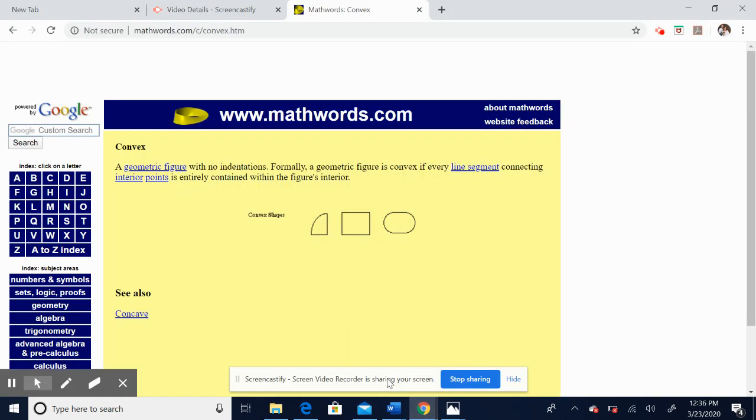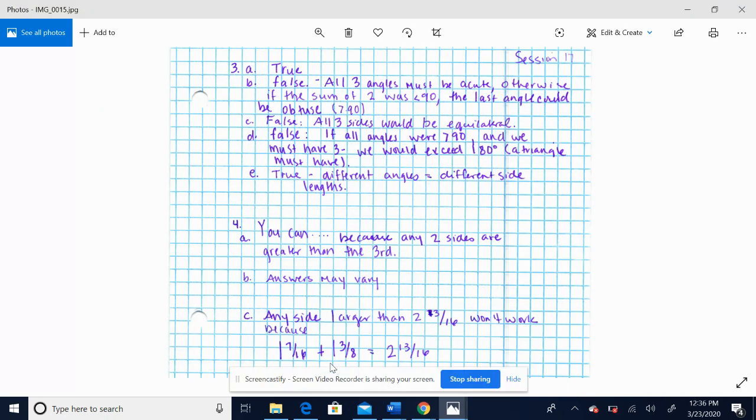It's a geometric figure with no indentations. You might think, what does that mean? If every line segment connecting the interior points is entirely contained within the interior, most polygons are going to fit that description. So if I go back to my answer sheet here, part B says if the triangle has two acute angles, then it is an acute triangle. That's false. We have to have three acute angles.